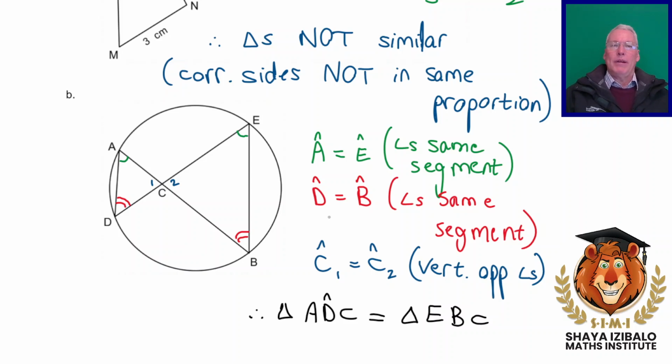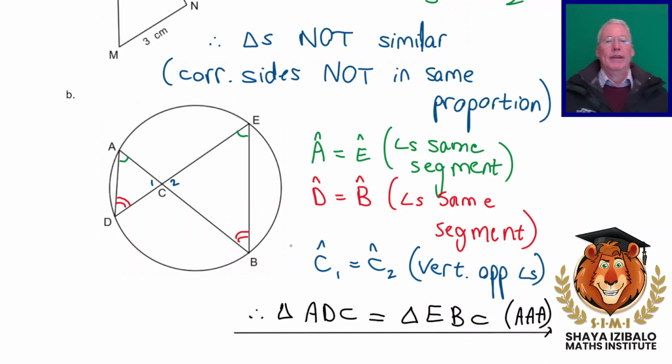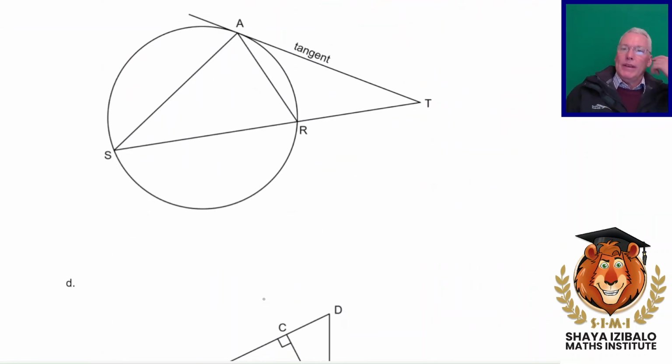Okay, so there shouldn't be an angle mark on there. This is a triangle, not an angle, right? And our reason, and this is really, really important, our reason is angle, angle, angle. Okay, and that's proving two triangles similar. And we're going to do loads and loads of examples of that. Okay, let's look at the next one.